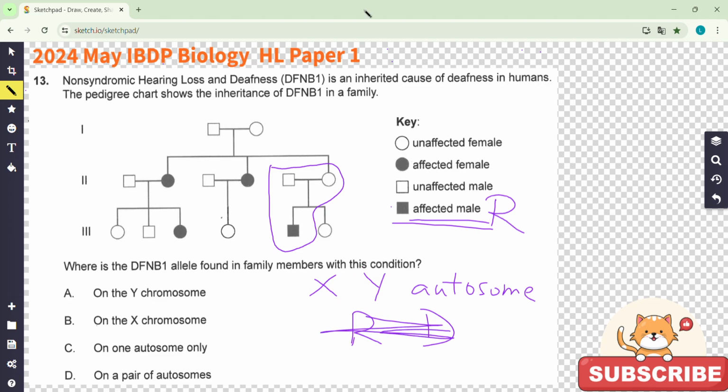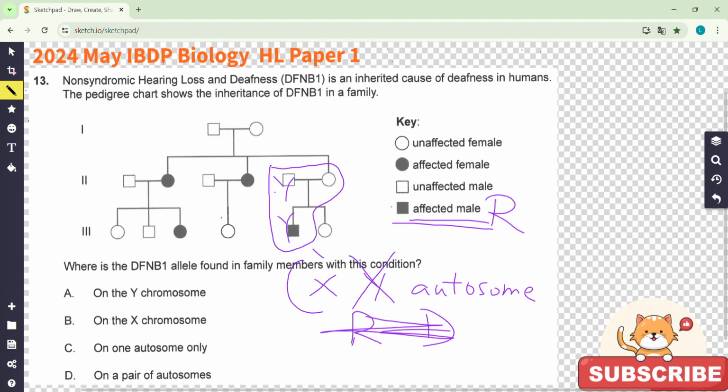Next one, X chromosome, Y chromosome, and autosome. Recessive. Look at here, Y chromosome. The boy inherits the Y chromosome from daddy, right? If it is caused by the Y chromosome, then if the boy has the disease, daddy must be affected too, right? Just one Y chromosome. So not Y. Good.